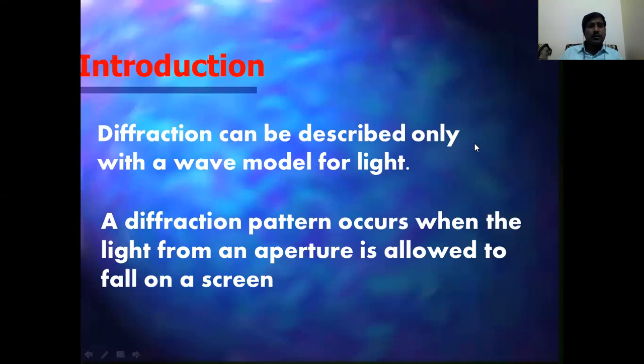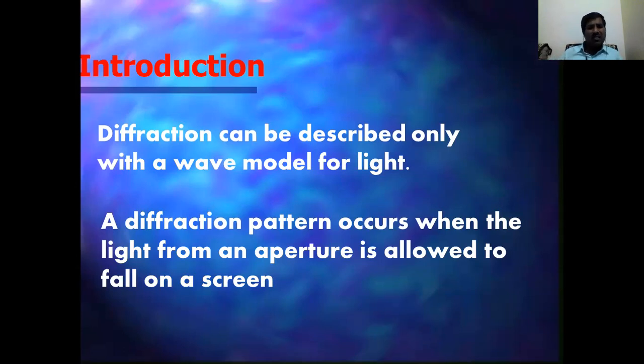So what is actually diffraction? It's a model for the light. It's one of the main characteristics of the light. As we did interference as one, diffraction as two, polarization as three, these three are the main properties of light and can be used in many applications. Diffraction can be described only with a wave model for the light.